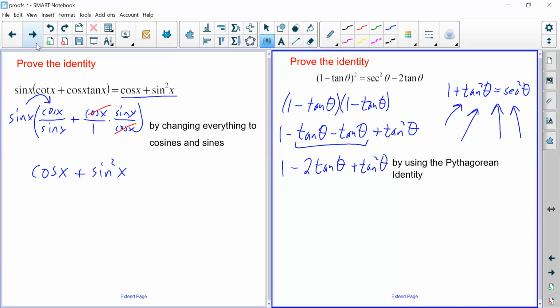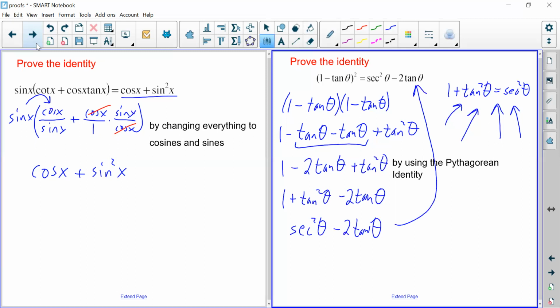And I see I've got a 1 plus tangent squared of theta, so I'm going to regroup these. And 1 plus tangent squared of theta is the same thing as secant squared of theta. And that is exactly what I wanted to show. That 1 minus tangent of theta, squared, is the same thing as secant squared minus 2 tangent theta.